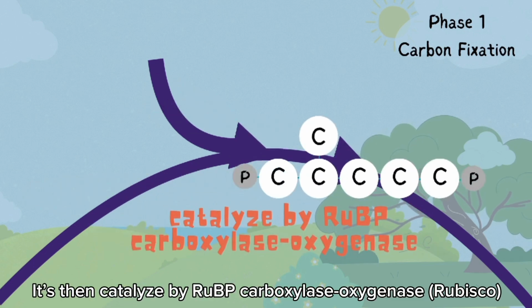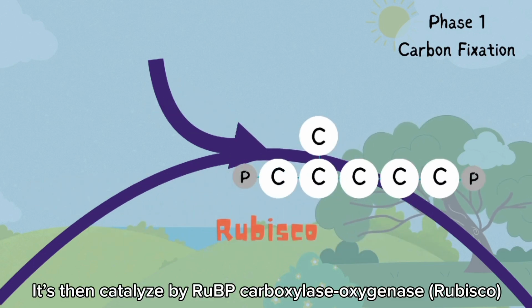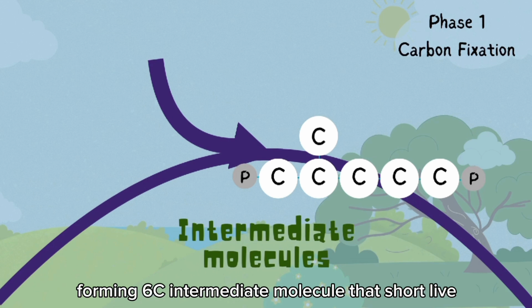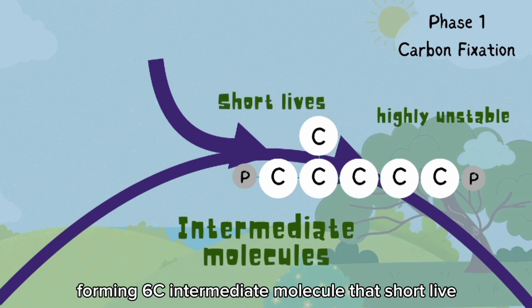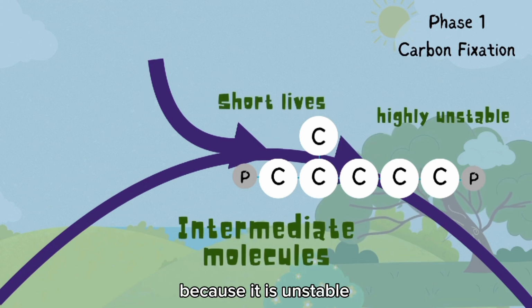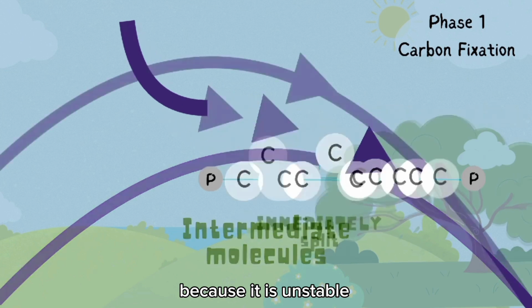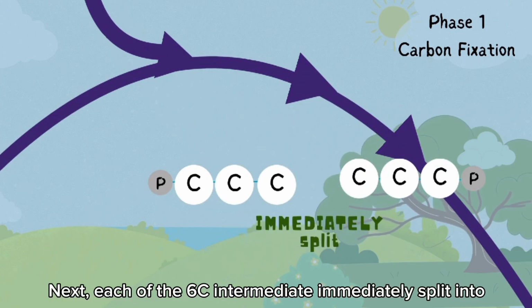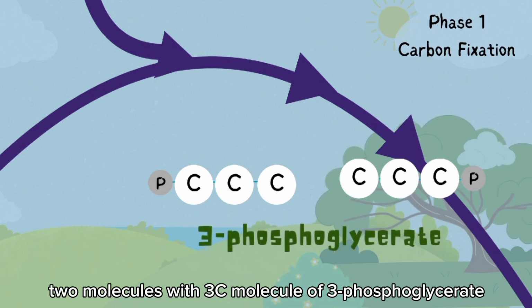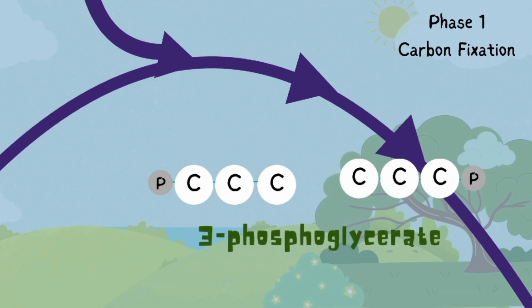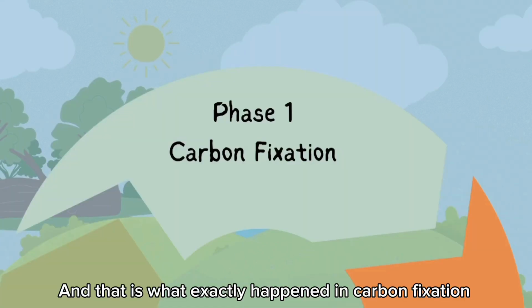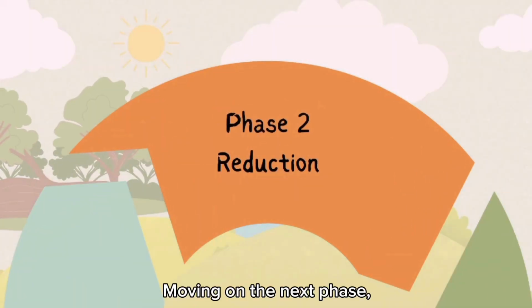It is then catalyzed by RuBP carboxylase oxygenase, Rubisco, forming a 6-carbon intermediate, a molecule that is short-lived because it is unstable. Next, each 6-carbon intermediate immediately splits into 2 molecules of the 3-carbon molecule 3-phosphoglycerate. And that is exactly what happens in carbon fixation. Moving on to the next phase.